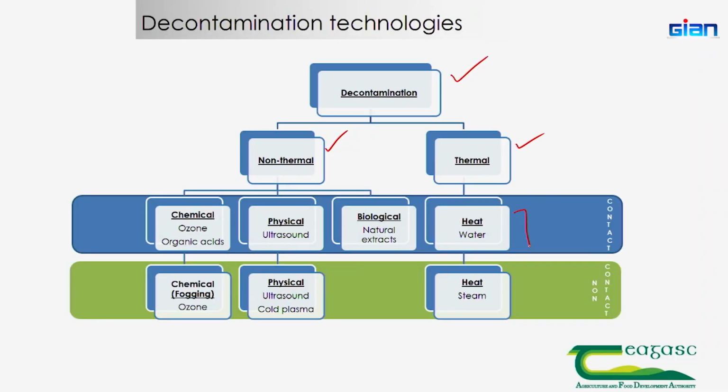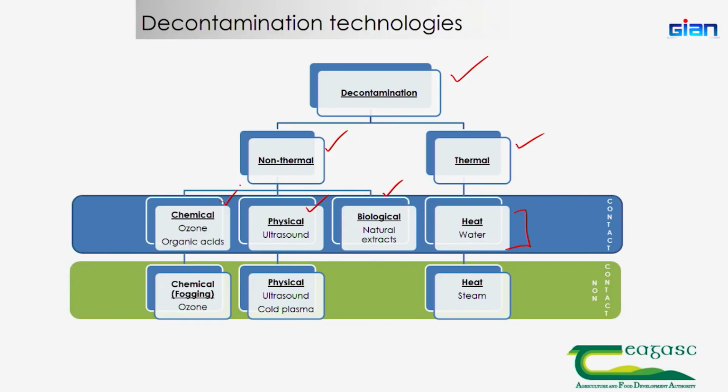Thermal, water. One of them is blanching, dipping into hot water. Non-thermal, biological, that is your natural extract, bacteriocin or so. Physical, that is ultrasonics for washing or removing the bacteria from the surface. That is why we sometimes call it an ultrasonic bath, giving the product a bath in an ultrasonic field, it removes by washing. The other one is chemicals, either ozone, plasma activated water or organic acids dipping into it.